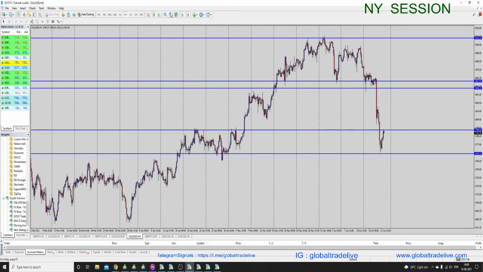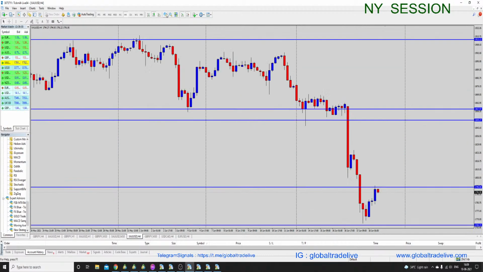So the thing is, if we take some more information from the graph, now we have a clear vision of gold. So gold is rejecting this area, the current 4-hour candle is coming down, and it has created a low over here. So I think market can possibly go down to retest this area over here. So the bias for gold is sells.